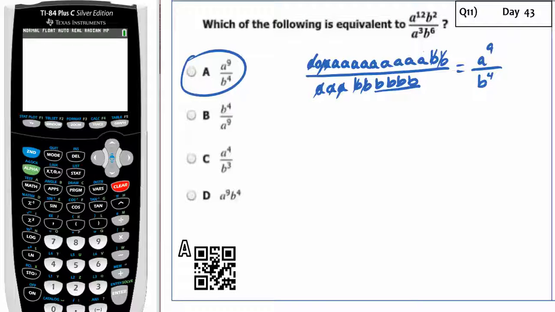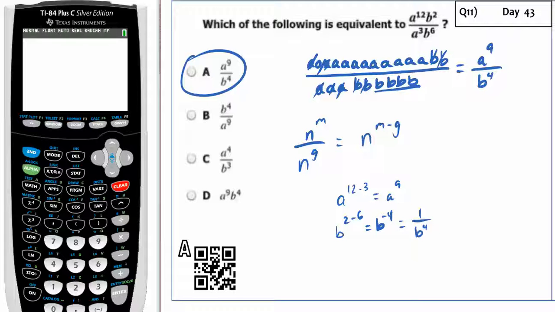Now, another thing that you need to know is if you have like bases, so n to the m power divided by n to the g power, that's equivalent to the exponent in the numerator minus the exponent in the denominator. So a to the 12th divided by a to the 3rd is equivalent to a to the 12th minus 3, which is a to the 9th. And then b to the 2nd over b to the 6th is equivalent to b to the 2nd minus 6, which is b to the negative 4th, which is equal to 1 over b to the 4th. That's why a to the 9th, because this is positive, stays in the numerator, and b to the 4th goes in the denominator if you're just doing the subtraction.